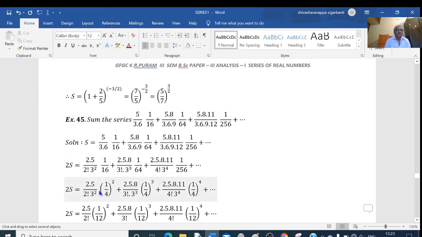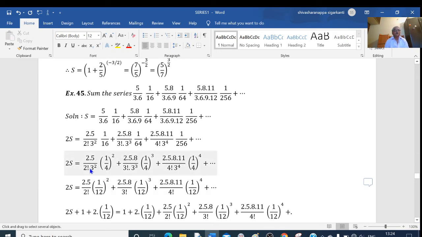Now here these have the same powers. Therefore, I can write in a single bracket. That is, we write this as 1 by 3 into 4 square. Here, these terms have the same powers. I will take a common power, 1 by 3 into 4 cube. Here also we have the same power. I will write this as 1 by 3 into 4 whole to the power of 4. So if I take these 3 inside the bracket, this becomes 2 into 5 by 2 factorial into 1 by 12 square. This is also 1 by 12 to the power of 3. This is also 1 by 12 to the power of 4.